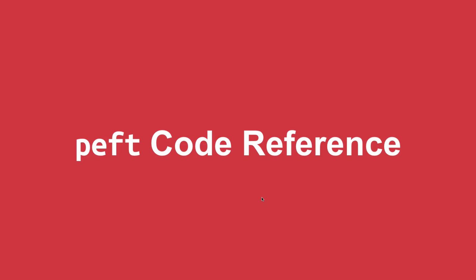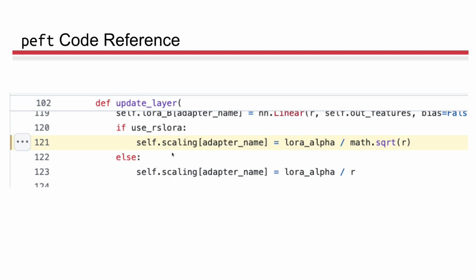Okay, a quick look at how this looks in code, and it's very elegant. We have self.scaling for a given adapter, which is equal to lora_alpha, so that's our alpha hyperparameter from the LoRA paper, divided by math.sqrt(r). This math.sqrt(r) is the key piece of rsLoRA. If we're not using rsLoRA, then we would have lora_alpha divided by r.